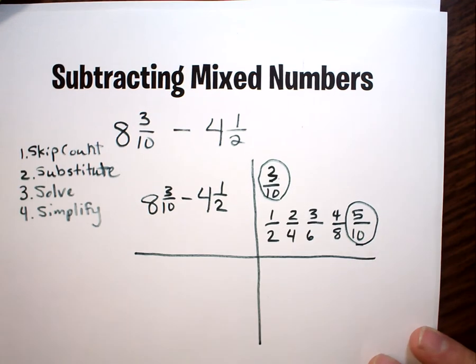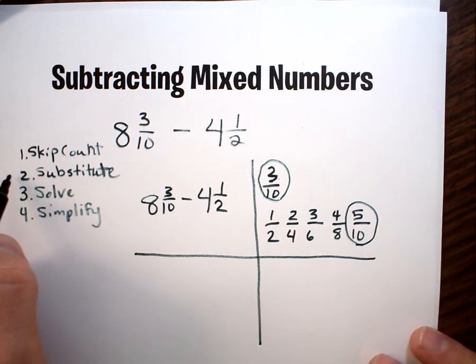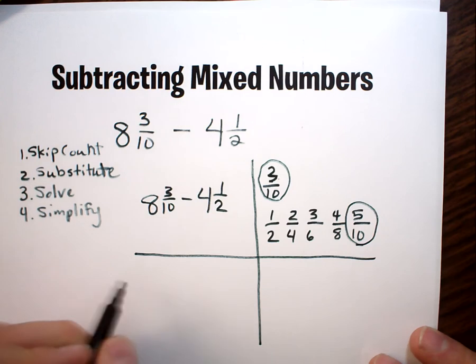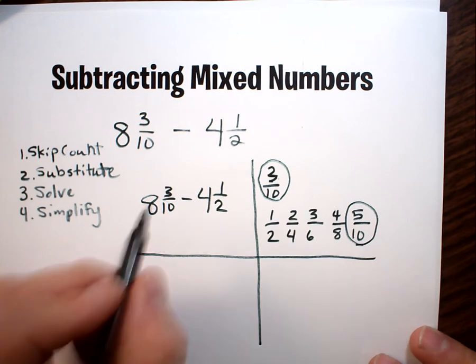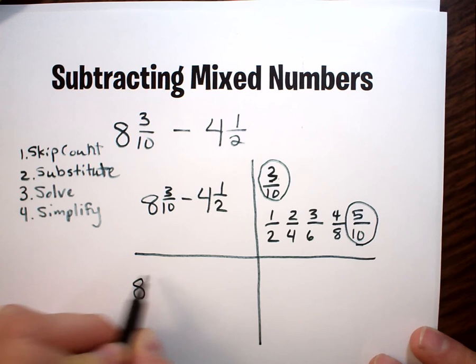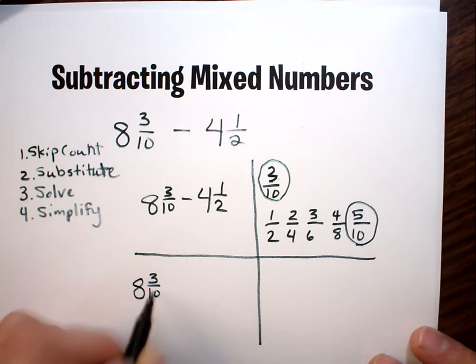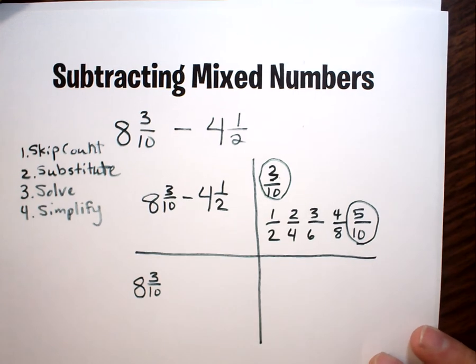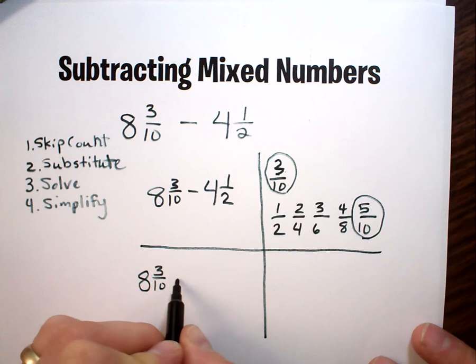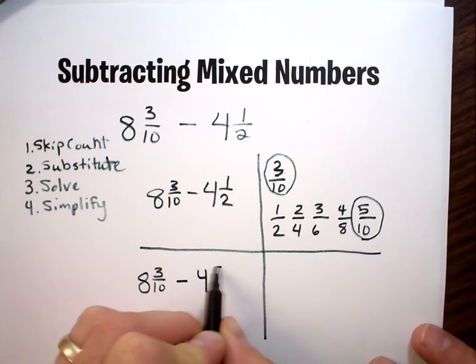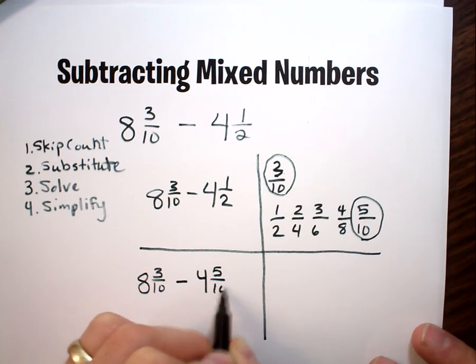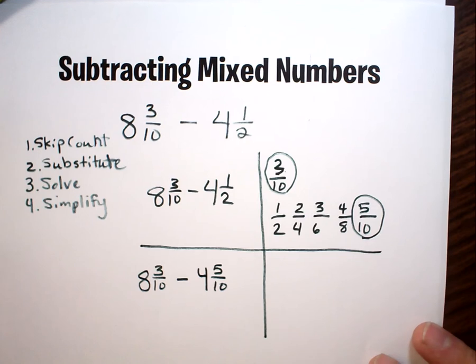Now I'm going to do the second S, which is substitute, right here. I'm going to substitute those fractions for the ones that I started with. So I have 8 and 3/10. That one didn't change because it already is a tenth. And then I'm minus 4, and instead of a half, I'm going to write 5/10, which is equivalent to 1/2. Now I can solve the problem.